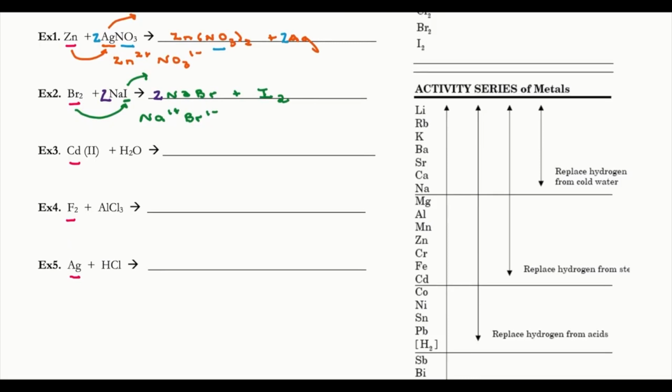Number 3, cadmium looks a little bit weird. And the reason why I put cadmium 2 is simply because otherwise, if you look at the periodic table, we won't know the charge of cadmium. So that's why I include this.